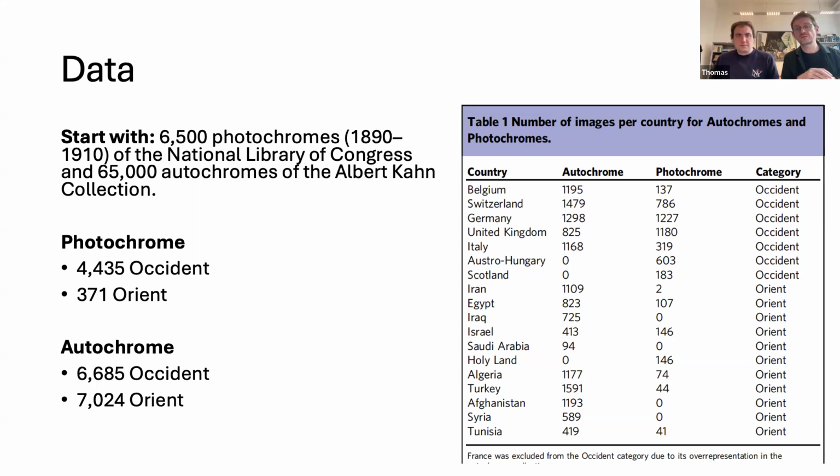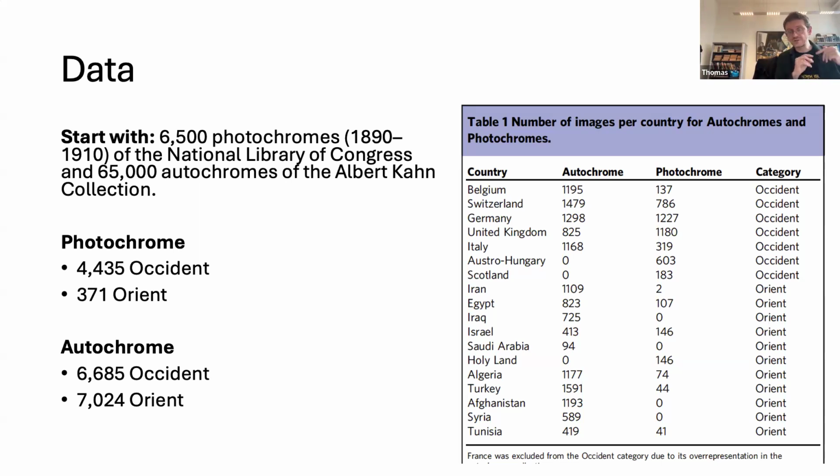to derive whether the representation on these images was representing the Occident or the Orient. And then we used this to do a geographic categorization that we also checked. And as you can see, within the photochromes we ended up with 4,000 Occident images and about 370 Orient images. And for autochromes, this was much more evenly divided. But as you can immediately see, there was a huge imbalance between the photochromes and the autochromes in terms of the representation of the Orient.